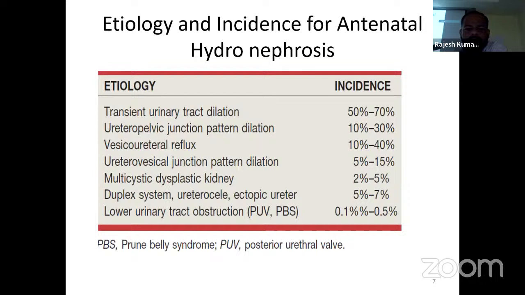Now, etiology and incidence of antenatal hydronephrosis. The most common etiology among all causes of antenatal hydronephrosis is transient urinary tract dilatation, in 50 to 70% of cases. The second most common are PUJO and VUR, in 10 to 30 to 40%. And lower urinary tract obstruction is the least common cause of antenatal hydronephrosis.